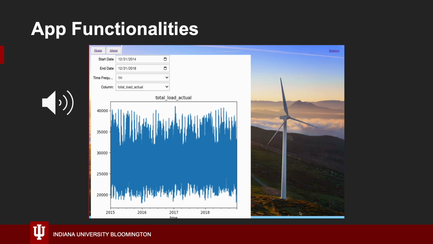So you can change that column to whatever you want, and it'll change the graph down here, so we can show like solar energy or wind energy or all the different types of generation that's in the data. Here's the about page, and this is Greg.